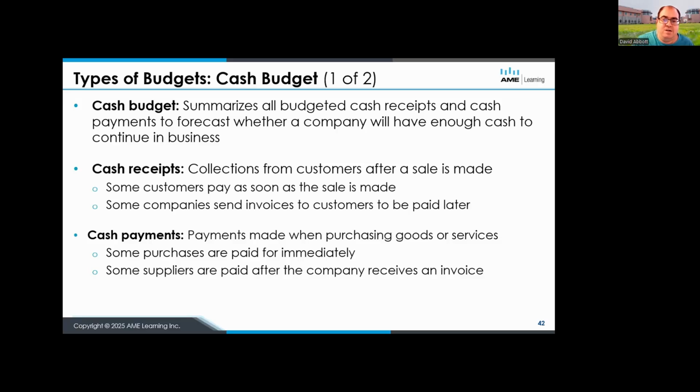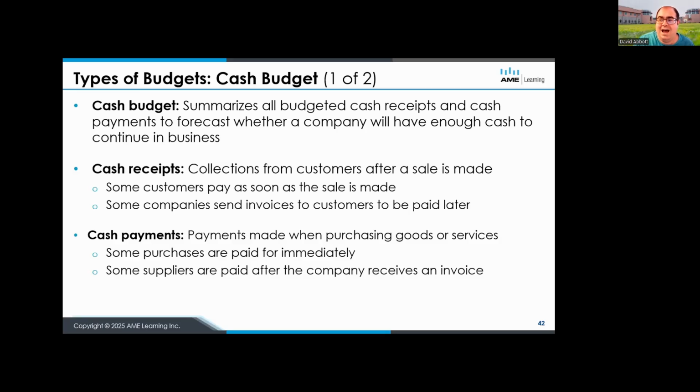And then our cash budget. Our cash budget is going to summarize all of our budgeted cash receipts and cash payments to forecast whether the company is going to have enough cash to continue to be in business. The cash receipts are going to show us the collections from customers after the sale is made. We know that some customers are going to pay as soon as the sale is made, they might even pay at that same time. And then some companies might have to send invoices to customers so that they would be paid later. So if they extend credit to customers, then they would send an invoice and then get paid later.